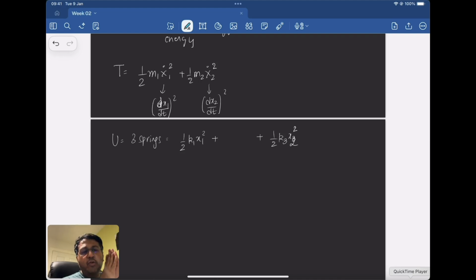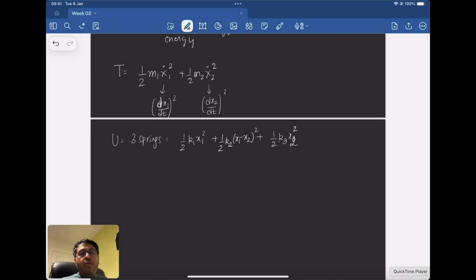We'll not worry about that now. We are not worried about the distance. If x2 is positive or negative, the square term is always going to be positive, right? So it's the energy we are worried about. Similarly, half k2 into (x1 minus x2) square.